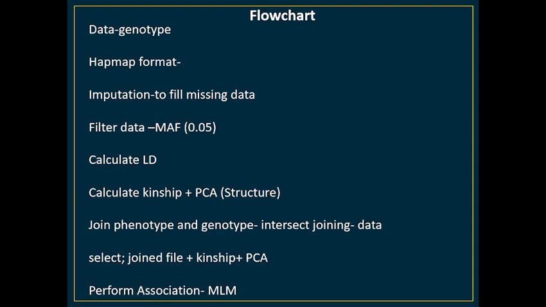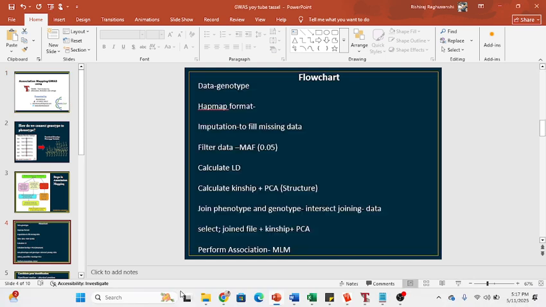So what is the flow chart, how can we perform this? We must have genotypic data in HapMap format. Then we do imputation to fill missing values. Then we filter our data, keeping the minor allele frequency at 0.05. We calculate the LD, then the kinship matrix, PCA, and population structure. Then we join the data, select the file, and perform the study. We'll see one by one how we can do it.